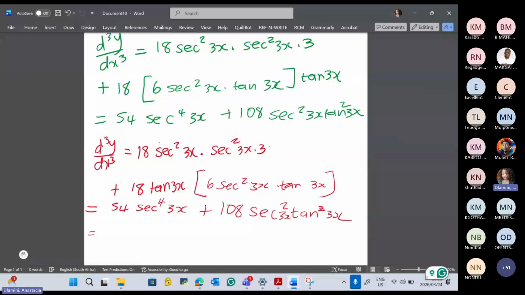So here the point is that if you use an identity and if you don't use an identity, you may not get the final answer to be the same. But the method is correct.